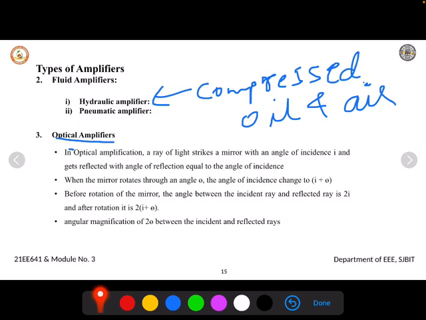So when the mirror rotates through an angle theta, the angle of incidence changes to I plus theta. So I is the incident angle from the mirror. When the mirror rotates, it adds one more angle, that is I plus theta. So before rotation of the mirror, the angle between the incident ray and the reflected ray is 2I, and after rotation it will be 2(I plus theta). Because theta is an addition which is happening because of the rotation of the mirror, an angular modification of 2 theta between the incident and the reflected ray is being calculated. This is where the light and mirror combination is used in optical amplifiers.